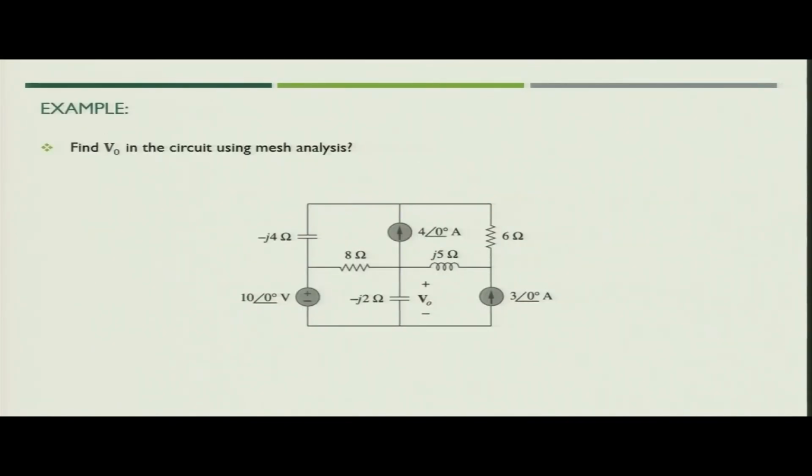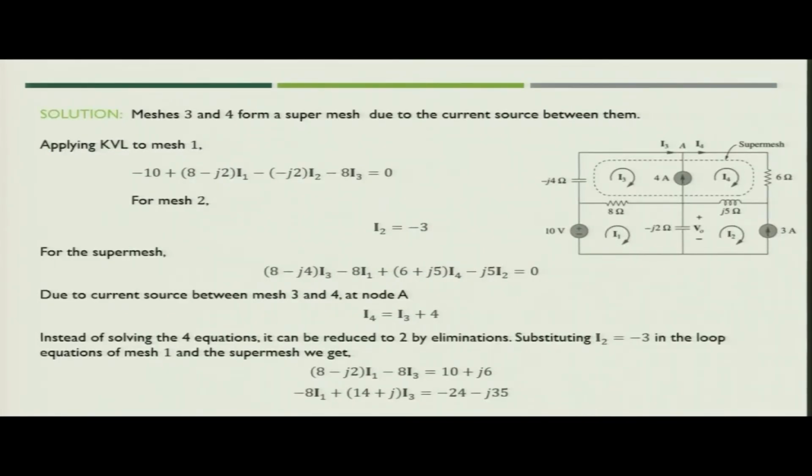So, next let us try to find out the value of V naught in the circuit using mesh analysis. We see first that we have one current source coming between two meshes, that is between two loops. So, what can we do? We can create a super mesh, because if you have a current source between two meshes, we can create a super mesh and solve it. So, meshes 3 and 4 will now form the super mesh due to the current source between them.